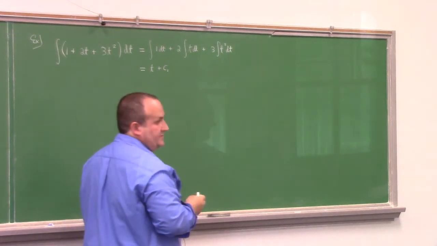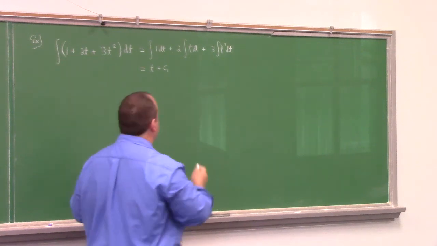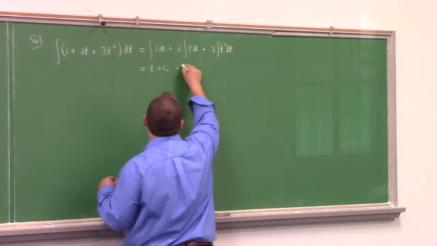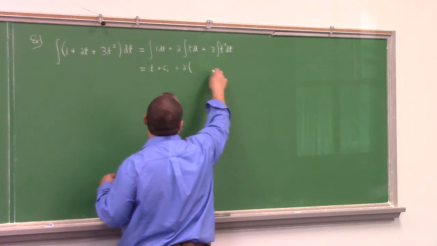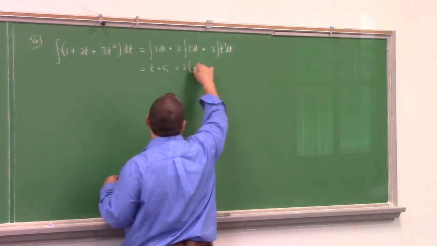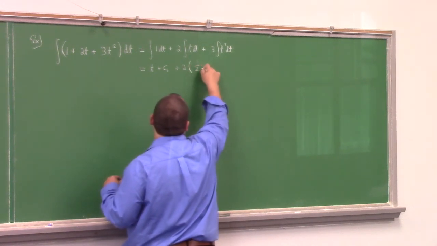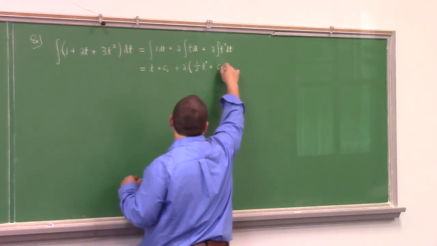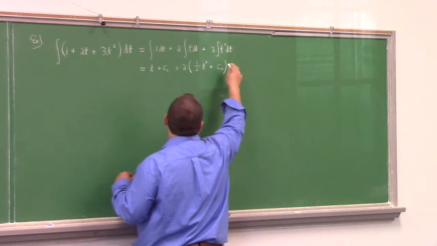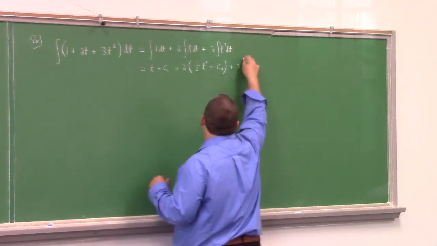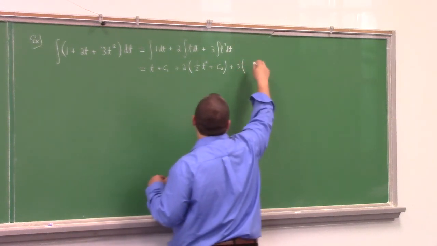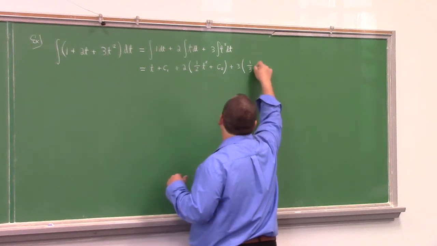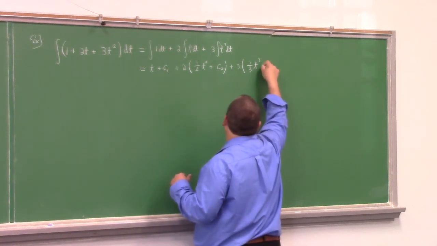What's the integral of t dt? Put parentheses around. So how about 1/2 t squared, right? And I'll say plus c2, just for the sake of discussion here. And then 3 times the integral of t squared, which is 1/3 t cubed, and I'll say plus c3.